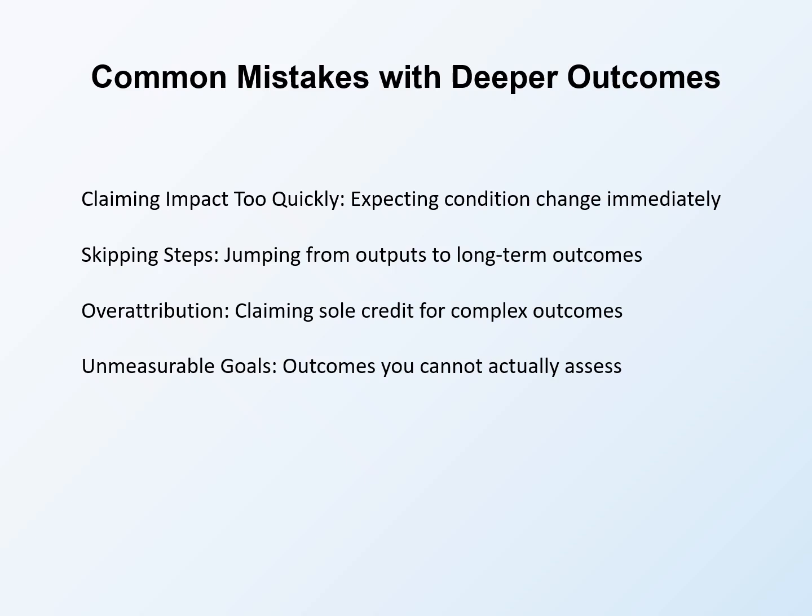Overattribution claims sole credit for complex outcomes influenced by many factors. No single program eliminates poverty or ends homelessness. Claiming outsized impact for modest interventions damages credibility. Unmeasurable goals identify outcomes you cannot actually assess. If you cannot follow participants or access relevant data, you cannot document outcomes. Unmeasurable outcomes are aspirational but not evaluable.